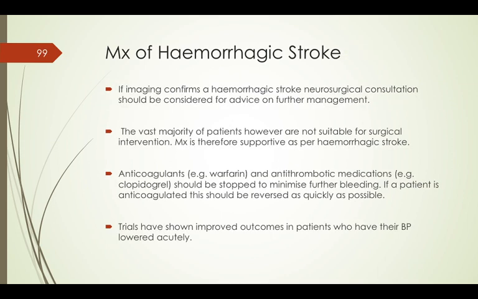Hemorrhagic stroke we've sort of covered earlier under the traumatic brain injury slides and the subarachnoid slides. But basically, if you identify a hemorrhagic stroke, you want to be getting a neurosurgical opinion on it for further management. But unfortunately, the vast majority aren't suitable for surgical management, so it's often just supportive, really. And stopping anticoagulants like warfarin and antithrombotic therapies will minimize any further bleeding.